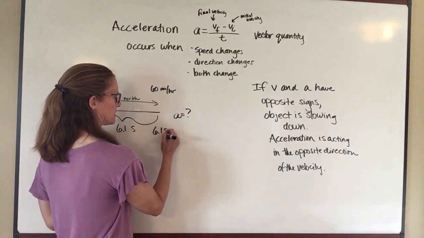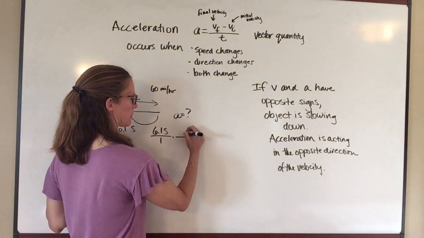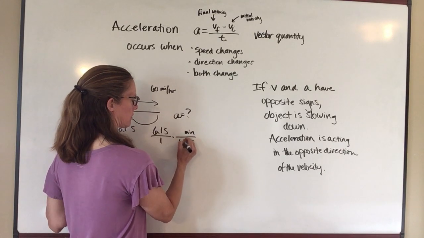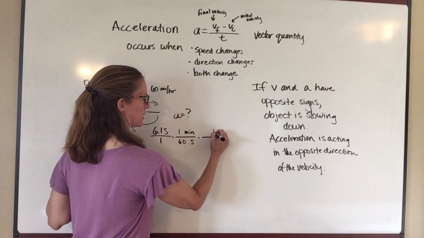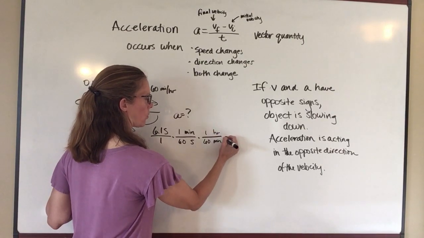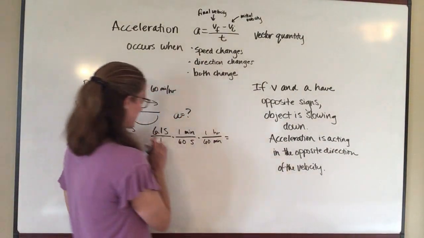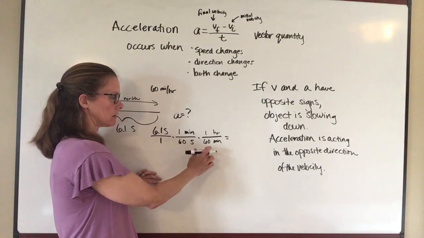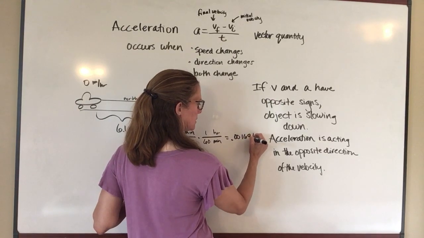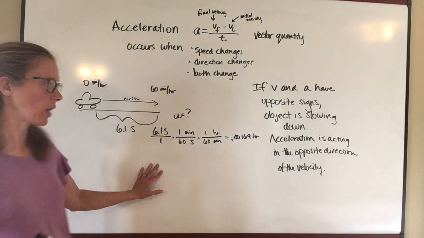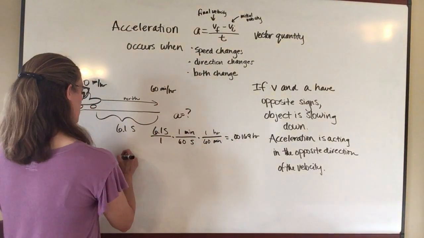So if I have 6.1 seconds, I'm going to put that over 1. I need seconds on the bottom, so I'm going to put minutes on the top. There are 60 seconds in 1 minute. And then if I put minutes on the bottom and hours on the top, there are 60 minutes in 1 hour. And so if I do that, I take 6.1 divided by 60, and I get 0.00169 hours. Okay? Now that this is in hours and this is in hours, now I can find the acceleration.